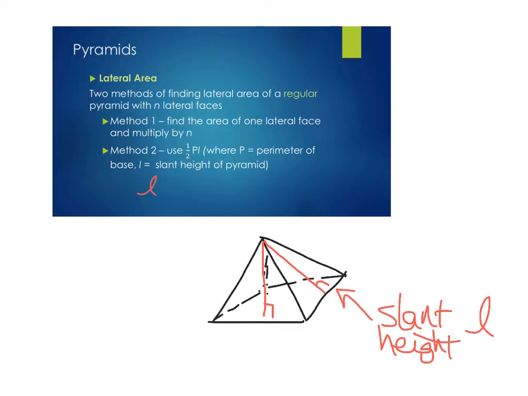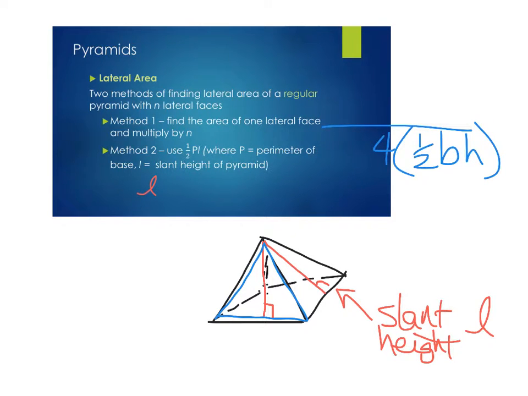So if you wanted to use method 1, you would find the area of one of these triangles, and notice it's a square base, and then you would multiply it by 4. That's method 1. So you find the area of one triangle, which is 1/2 BH, and in the case of the square or the rectangular pyramid, if it's a square pyramid, then you times it by 4. And this is for regular pyramids. So the base here would have to be a square.